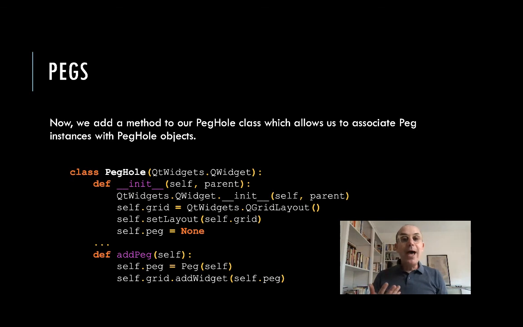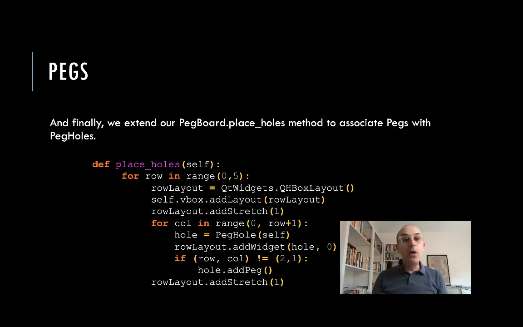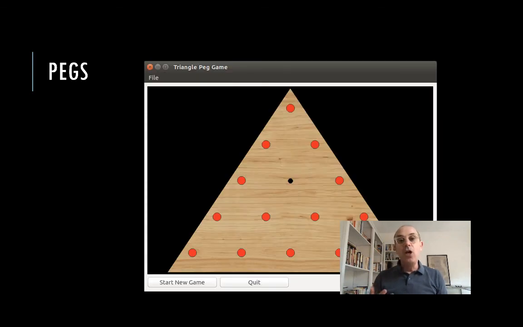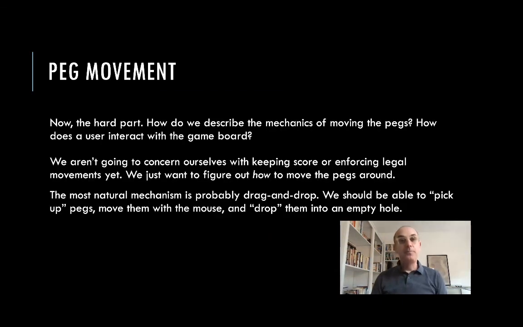We can also add another method to the hole class, which will allow us to associate instances with the object. So in this case, the definition allows us to finally extend a board place hole method to associate with the peg holes, and that's the code that will be associated. So this is basically what you come up with in the end.